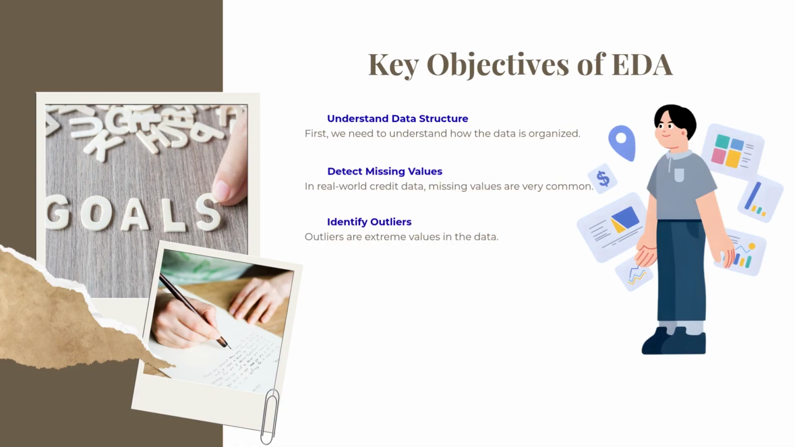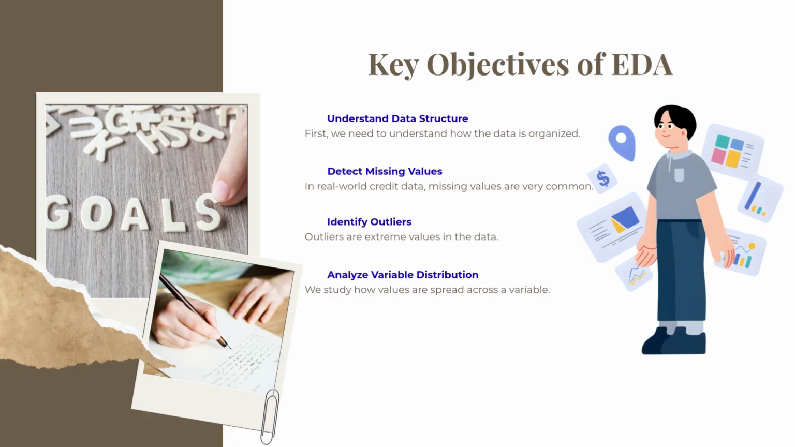Next is to identify the outliers. Outliers are extreme values in the data. For example, very high income or very low age can be possible in the data. Outliers can distort the analysis and mislead the model.